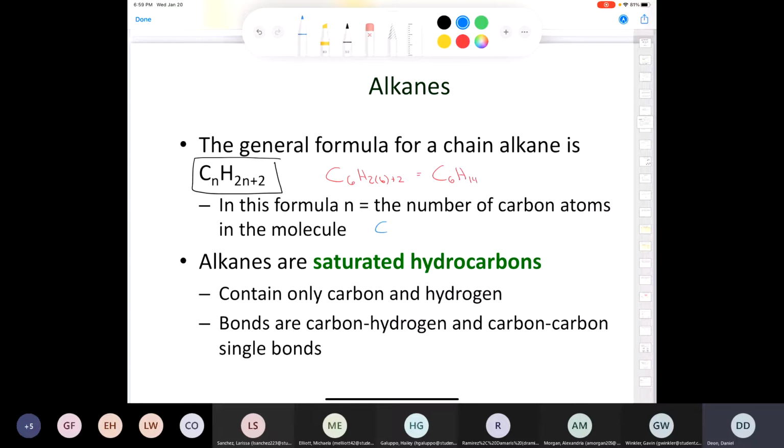Let me ask you guys a question. What if I had C9? Can anybody tell me how many hydrogens I would have if I had 9 carbons? 20. Absolutely, I'd have 20.